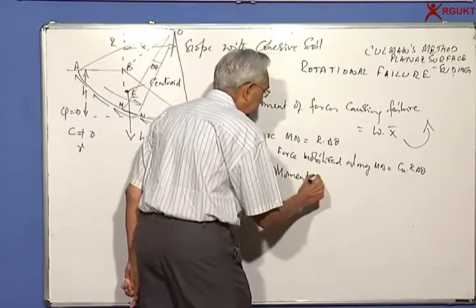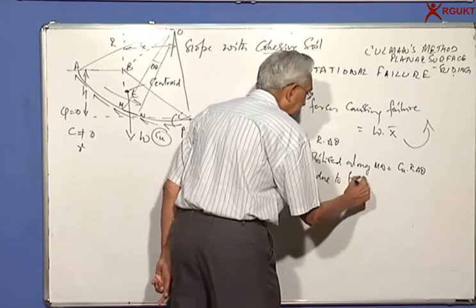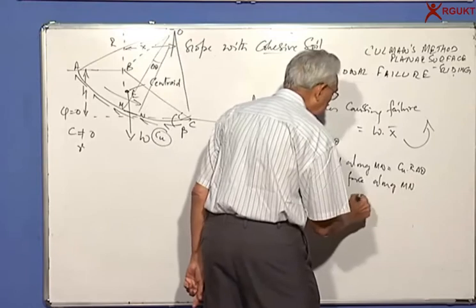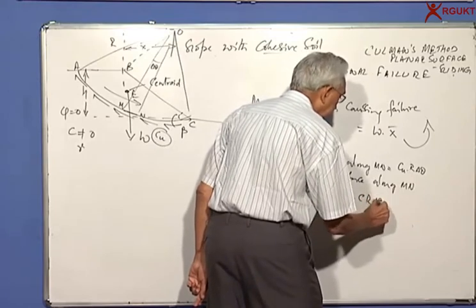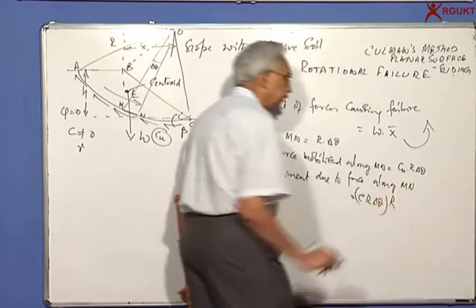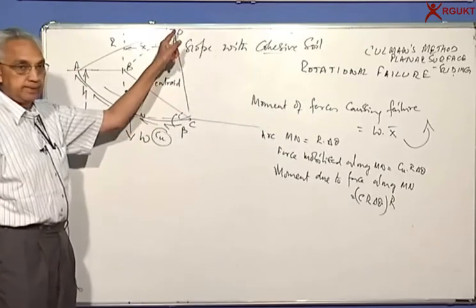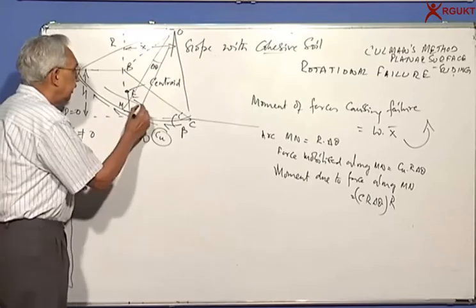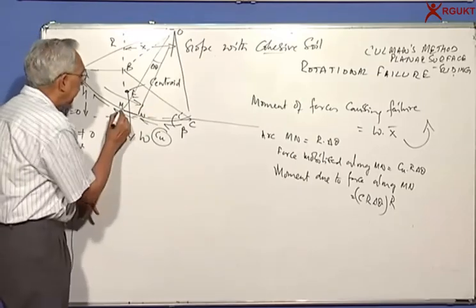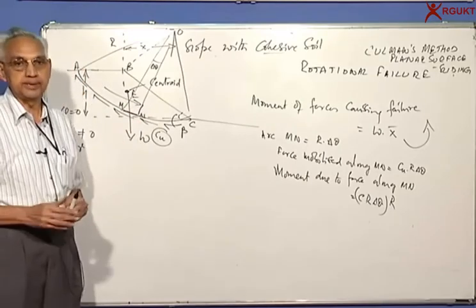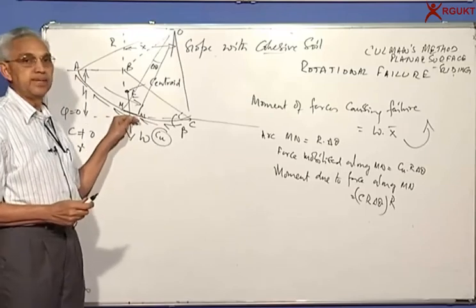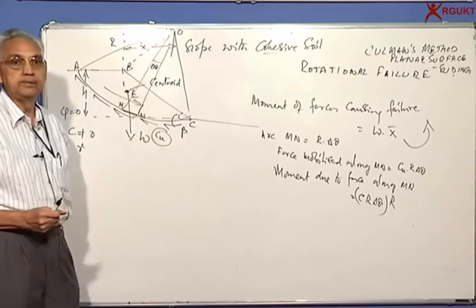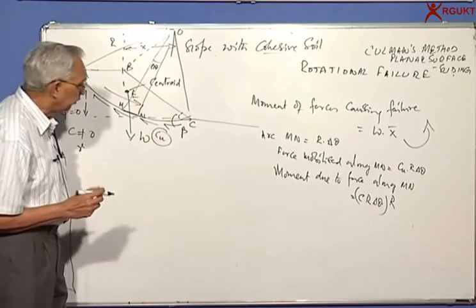The moment due to the force along Mn is equal to Cu R delta theta, and what is the lever arm? It is equal to R. The center is here, and this force is along the arc, and if this is the radius, you again agree that the tangent is perpendicular to it. So the force is tangential to the arc, so the lever arm is equal to R itself. What will be the total force?